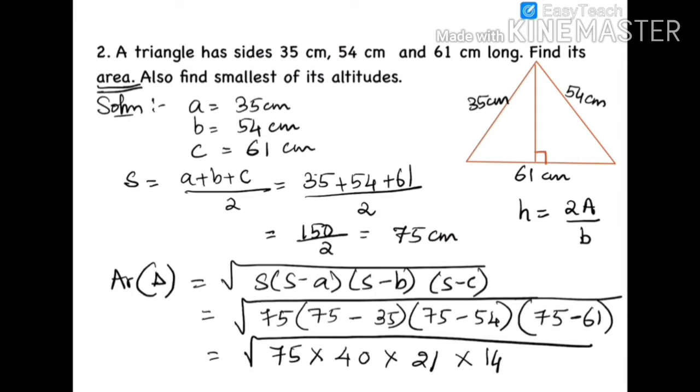If we are asked which is the longest altitude, then it will correspond to the smallest base. So, in this triangle, the longest altitude will correspond to the base 35 centimeters and the shortest corresponds to 61 centimeters. So, this means that to find the smallest altitude, we are going to take the base as 61.